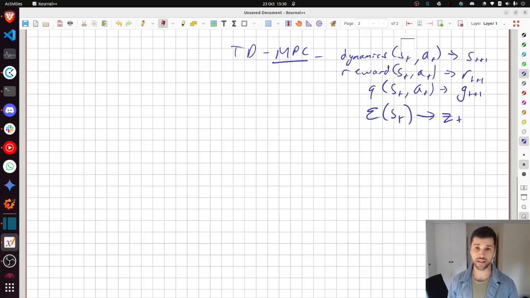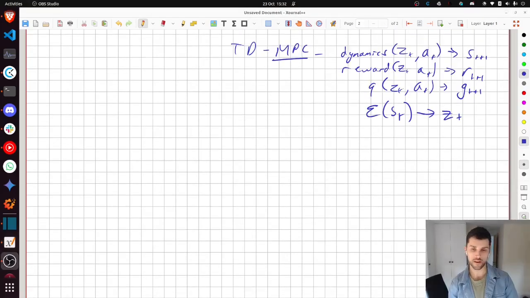And actually, I'm going to replace all of these S's up here with Z's because that's what's actually happening in TD-MPC. They're not feeding the state directly into these models here. Now, there are two really good reasons for doing this. One is speed. So you have potentially something that's quite high dimensional as the state here. So you could have actual images like 240 by 240 pixels or bigger that you need to encode down to a lower dimension.